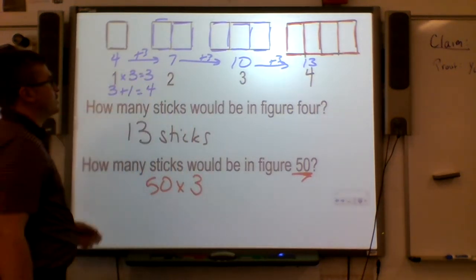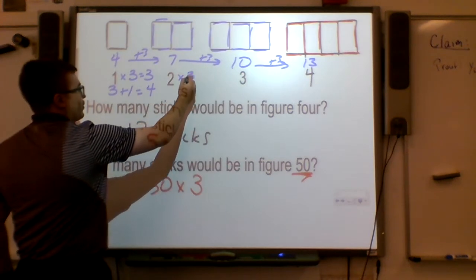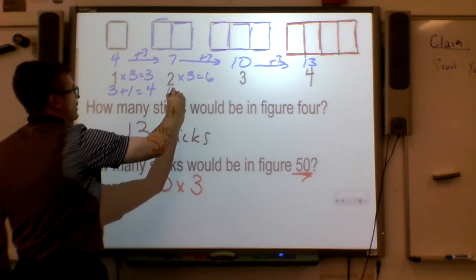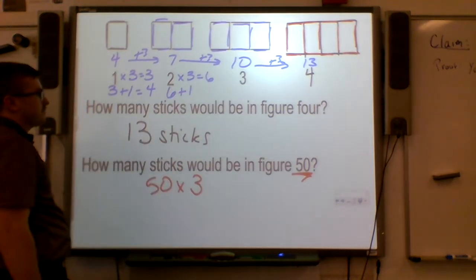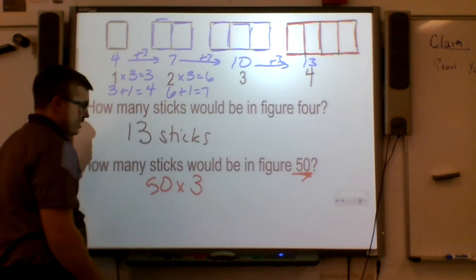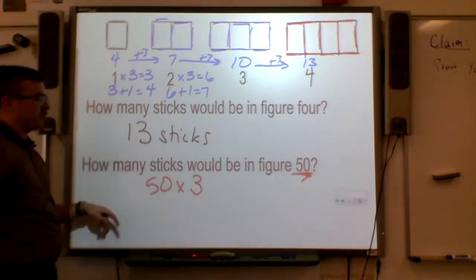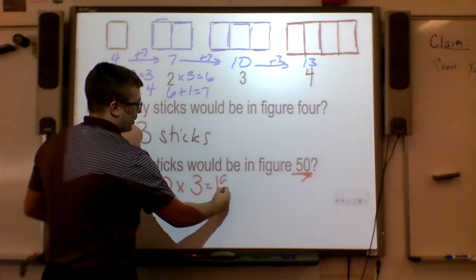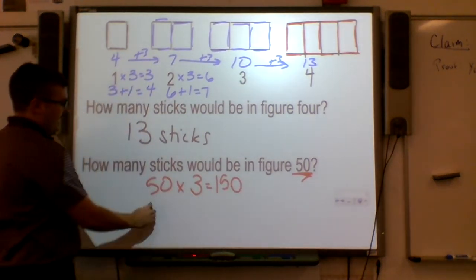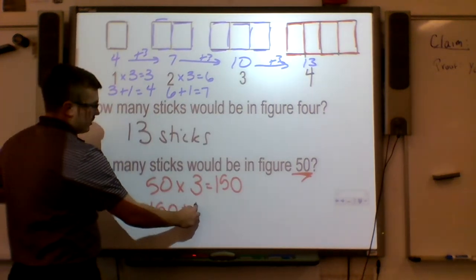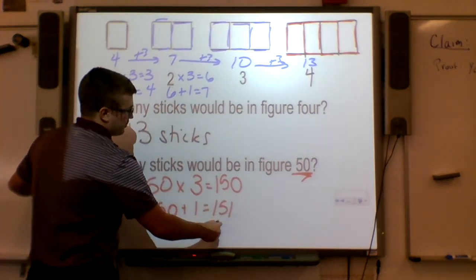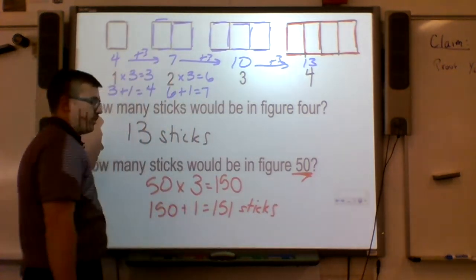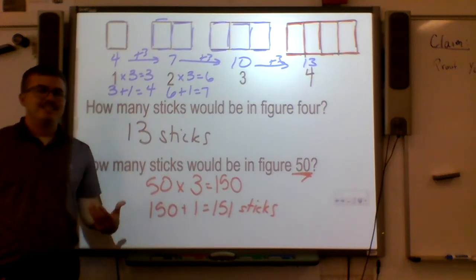Same thing in figure number 2. If I multiply it by 3, because I'm adding 3 more sticks, that gives me 6. I still have to add 1 more to get up to 7. So to figure out figure number 50, a good start is this 50 times 3, which gives me 150. But then I have to add one more to get 151 sticks. So in figure 50, there are 151 sticks.